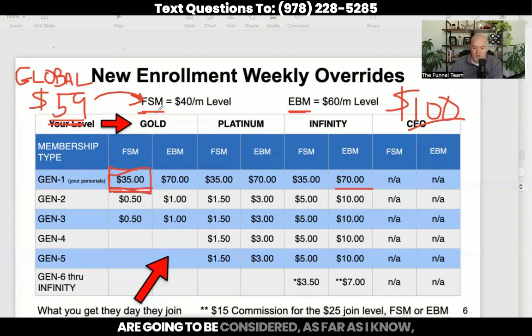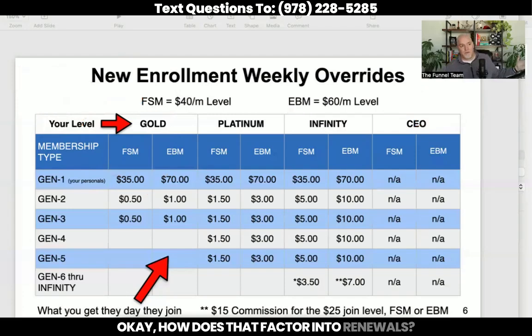And they are going to be considered, as far as I know right now, and everything that I've seen so far on the inside here, they're going to be considered an FSM level of membership with myEcon. So how does that factor into renewals?